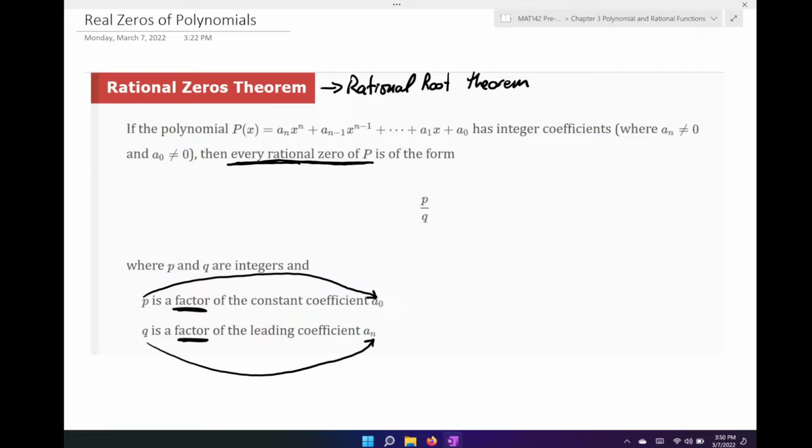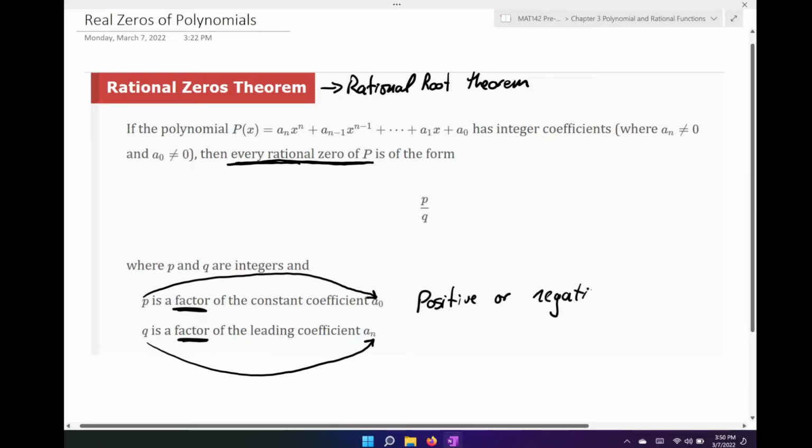These can be positive or negative. So when you write this out, you're going to be writing plus or minus P all over plus or minus Q for all of them. Now, I know it sounds a little bit crazy, so let me show you an example here on how this works.